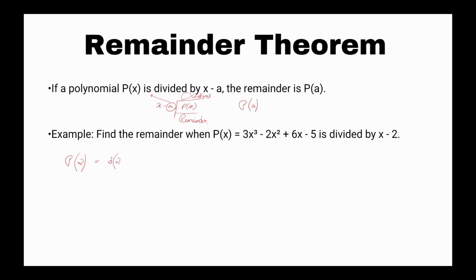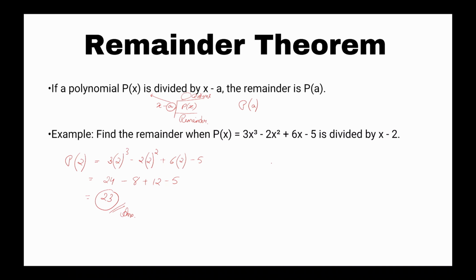So this would be 2 cube minus 2 times 2 square plus 6 into 2 minus 5. So from here what do we get? 8, 3 8s are 24, minus 4, 2 4s are 8, plus 12 minus 5. So from here we get 36 minus 13, so we get 23. This is my answer. This is my remainder basically. So this is how generally the remainder of any function is found out.